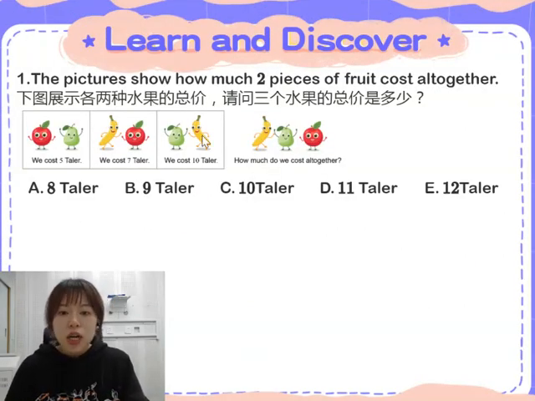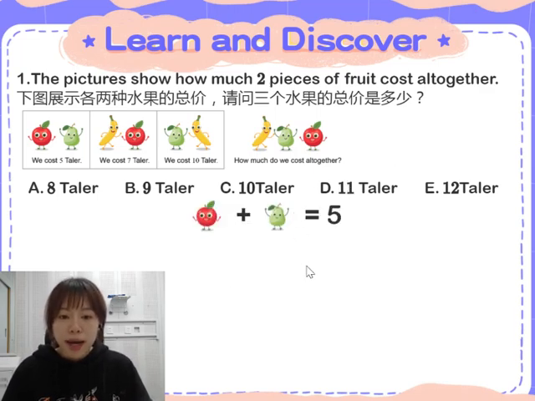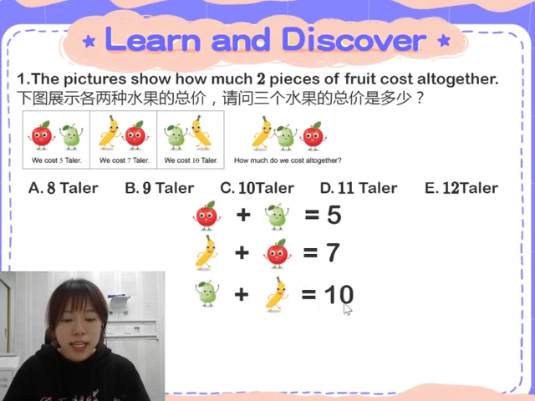So the pictures show how much 2 pieces of fruit cost altogether. So there are 3 pictures. The first one tells us apple and pear, they cost 5 taler. So if we change it into a math working, it's gonna be apple plus pear equals 5. And the second one, banana plus apple equals 7. The last one, pear plus banana equals 10.